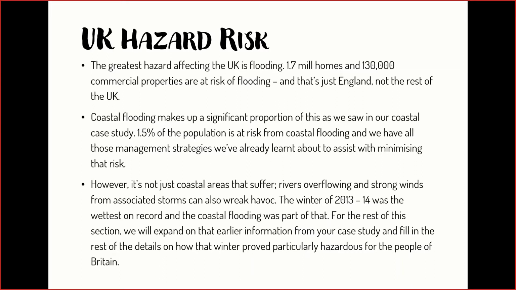Now, this affects potentially 1.7 million homes and 130,000 business properties across England alone, not even Wales, Scotland, Northern Ireland. Now, a lot of that is coastal. 1.5% of the population is at risk of coastal flooding, but we also have river flooding as well. Strong winds, windstorms can also wreak havoc on our infrastructure and our properties, causing damage. And our case study is the winter of 2013 to 14, which was the wettest on record, and that was a combination of river and coastal flooding.